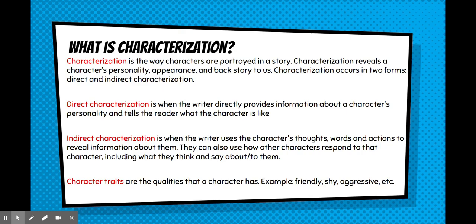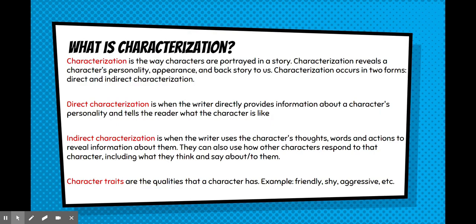Direct characterization is when the writer directly provides information about a character's personality and tells the reader what the character is like. So, in this way, the writer outrightly comes out and says this. This could be from the perspective of a third person narrator, or it could be a first person narrator saying, like, I am shy, I am courageous. Either way, it is the narrator of the story coming out and saying exactly what a character is like through the writer's writing.